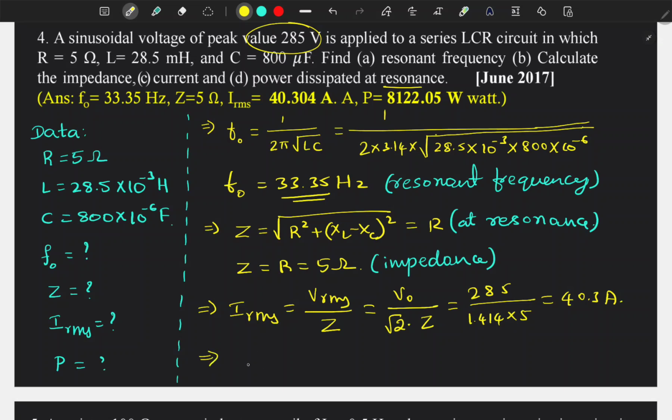And the last thing is the power dissipated at resonance, which is given by VRMS into IRMS. VRMS value is V0 by root 2, that is 285 divided by root 2, into IRMS is 40.3. So you will get somewhere around 8122 or 8120 watts. Around this value you will get. So this is very very important for your board examination. Try to practice it.